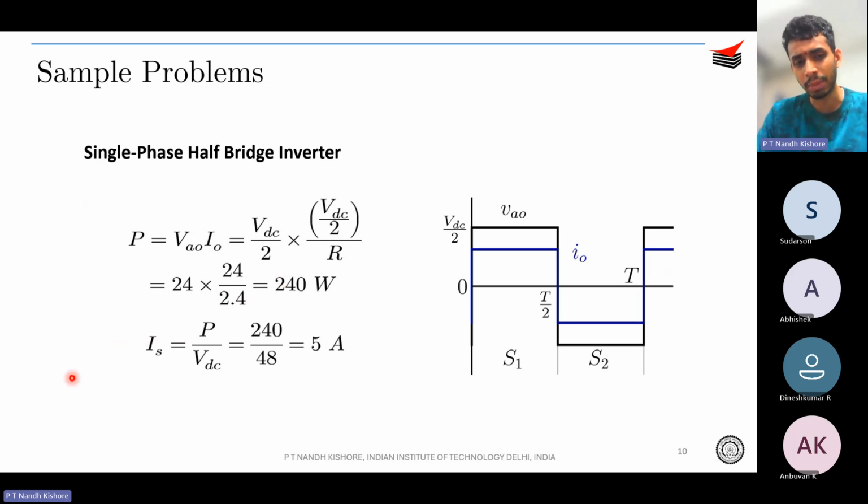So IS, the supply current, is simply P divided by VDC. 240 divided by 48, since VDC is 48. Therefore, your input current is 5 amperes. It's simply the power balance equation. Output power is V naught into I naught. You know VA naught in a single phase inverter is VDC by 2, and I naught for a resistive load is VDC by 2 over R. So find the output power, and output power divided by your input voltage gives your input current. It's a pretty simple question.